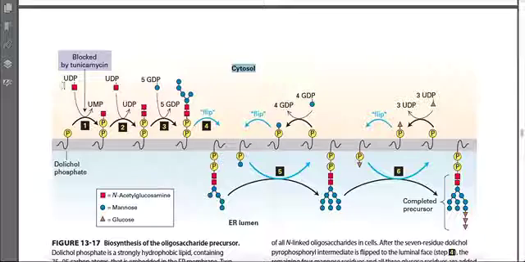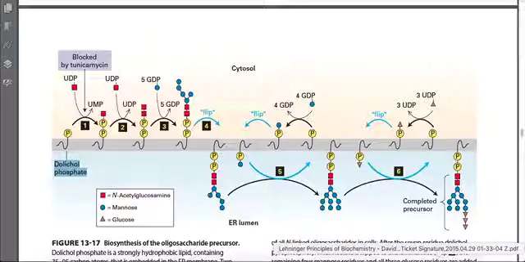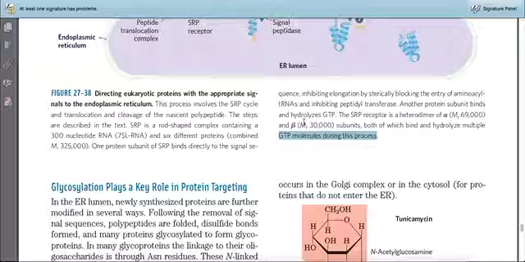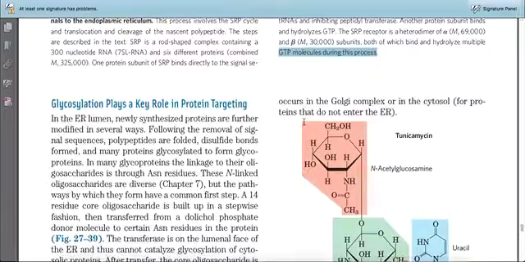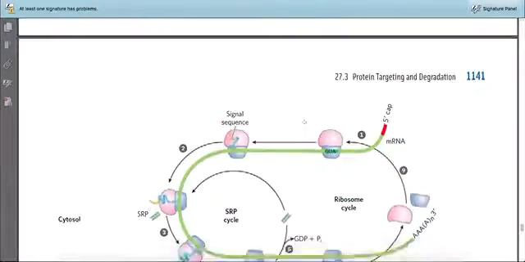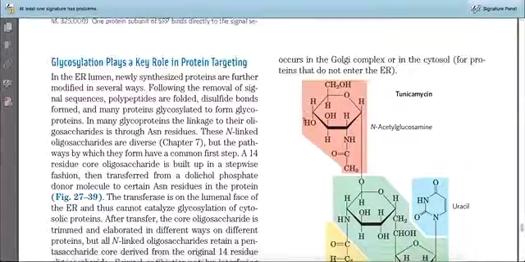This first residue, that is N-acetyl glucosamine transfer, is blocked by the antibiotic tunicamycin. This tunicamycin blocks transfer of the N-acetyl glucosamine onto the dolichol phosphate. So if you look at the structure of the tunicamycin at page number 1141, you will find a very interesting structure.